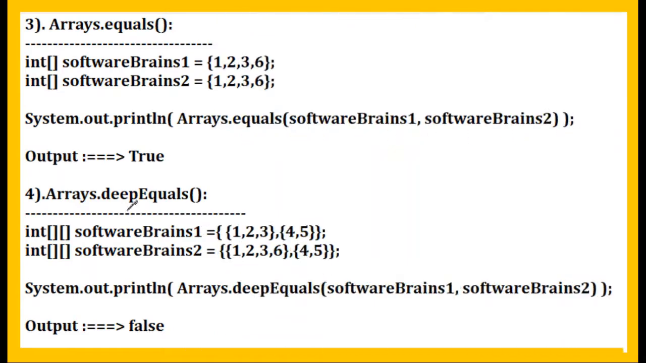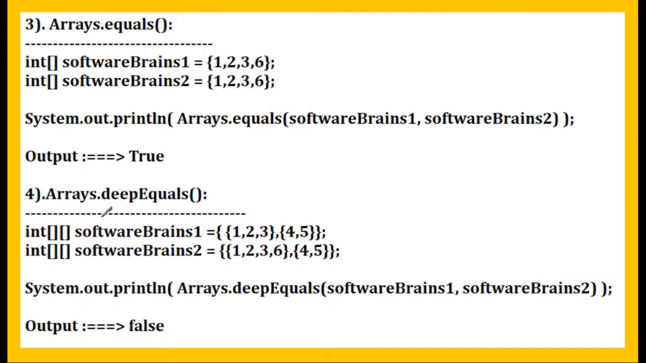So the next method is the Arrays.equals method, and let's see how this works here. I have taken two arrays, softwareBrains1 and softwareBrains2. You can see here that both the arrays have the same elements. So I just need to compare these two arrays with the equals method. So Arrays.equals of first array, second array. This method will check whether all the elements are equal or not. If they are equal, it would return true, else it would return false.